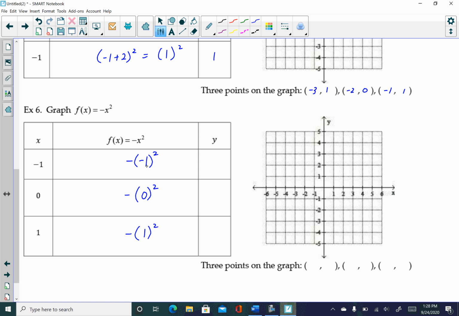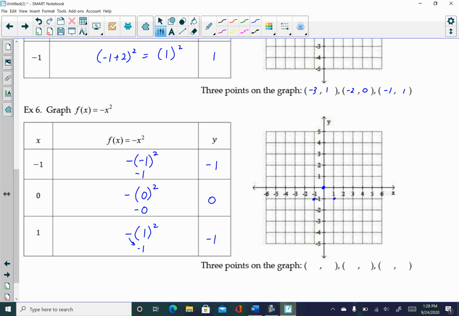So now with that first one, when you take a negative 1 and you square it, you get a positive 1, but then you have the negative sitting out front, so that's how I'm getting a negative 1. 0 squared is still 0. 0 is neither positive nor negative, so it's still 0. 1 squared is 1. Bring this negative down, so negative 1. So now if I plot these points, negative 1, 0, 0, 1, negative 1.